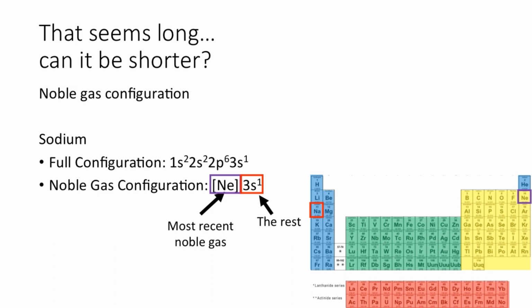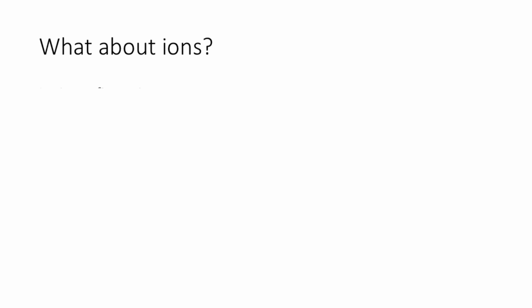For example, in sodium, the most recent noble gas is neon, so we put neon's atomic symbol in brackets, followed by 3s1, which is the electron configuration for sodium that follows neon. For silicon, neon is still the most recent noble gas, but now we have to add a bit more to represent the electrons beyond neon. So as you can see with silicon, we end up with brackets around neon, followed by the 3s2, and then 3p2.